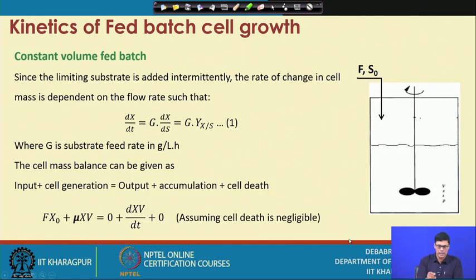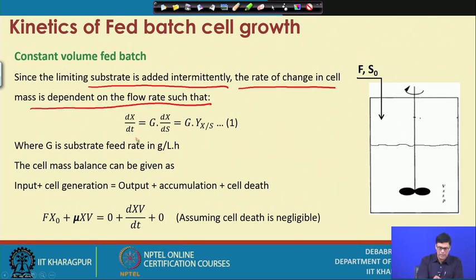So, here the analysis we can do like this. Since the limiting substrate is added intermittently, the rate of change of the cell mass depends on the flow rate, such that dX/dt equals G into Y_X/S. What is G? G is the substrate feed, that is gram per liter per hour.